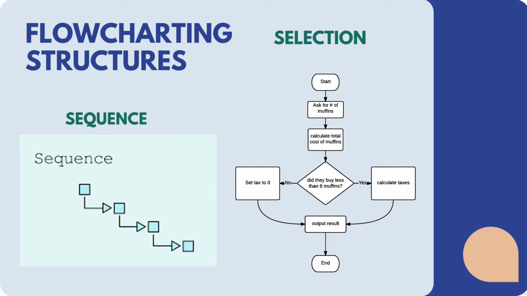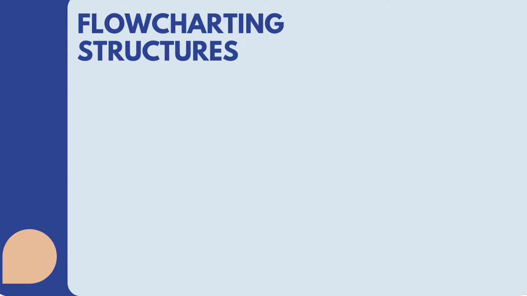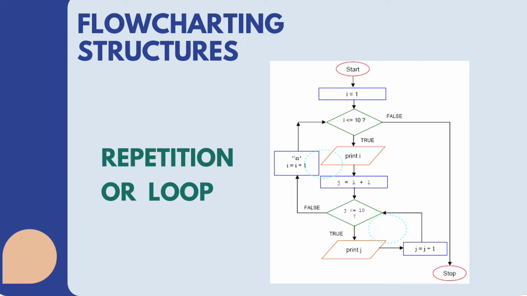Therefore, in this structure, else-if conditions are used. Meanwhile, repetition allows a portion of an algorithm to be done any number of times depending on the condition. This structure is also called a loop.